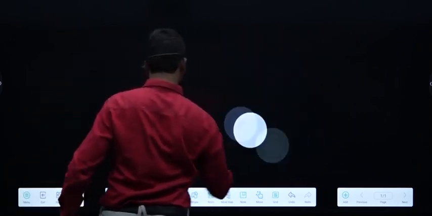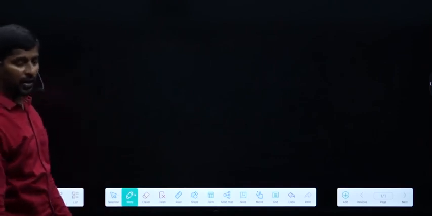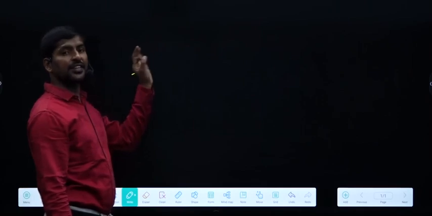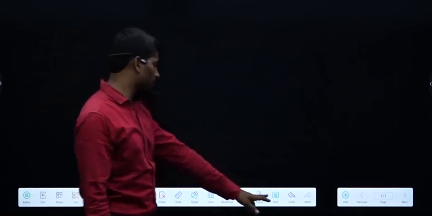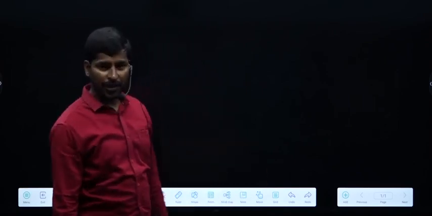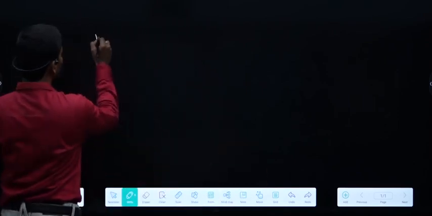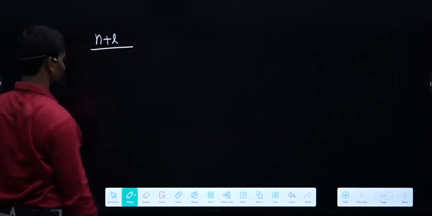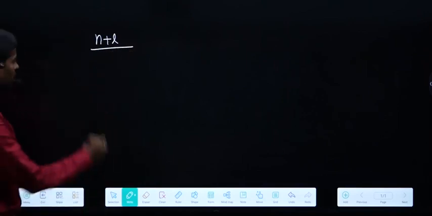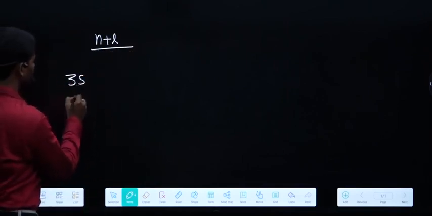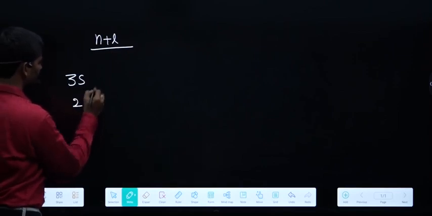Next one, Aufbau principle. It is also called the building up principle. We have to fill the electrons according to increasing order of energy. According to Aufbau principle, we have to fill the electrons according to increasing order of energy. So energy we can give based on the n plus l rule. For example, we have 3s and 2s. And what about n plus l?